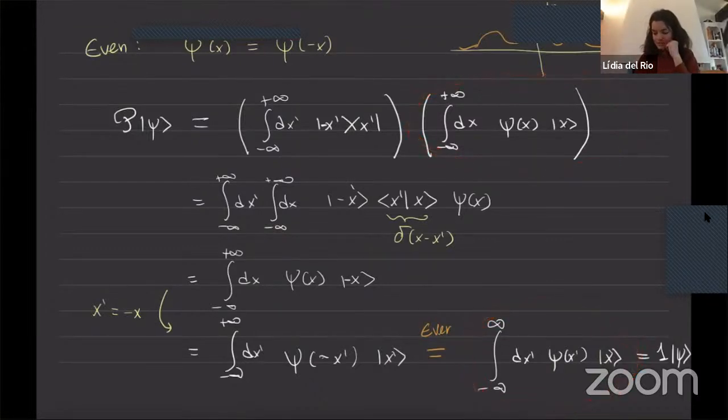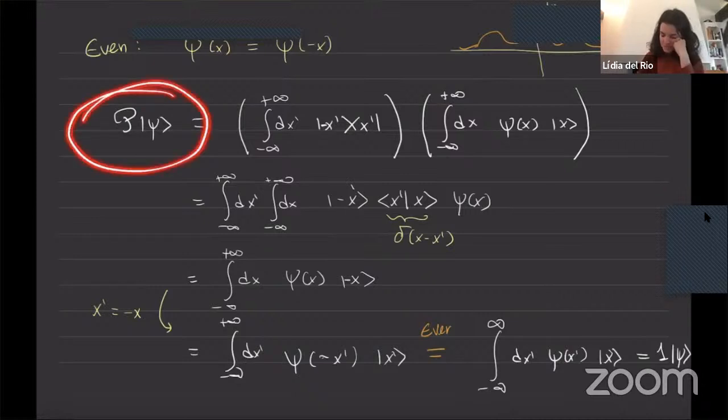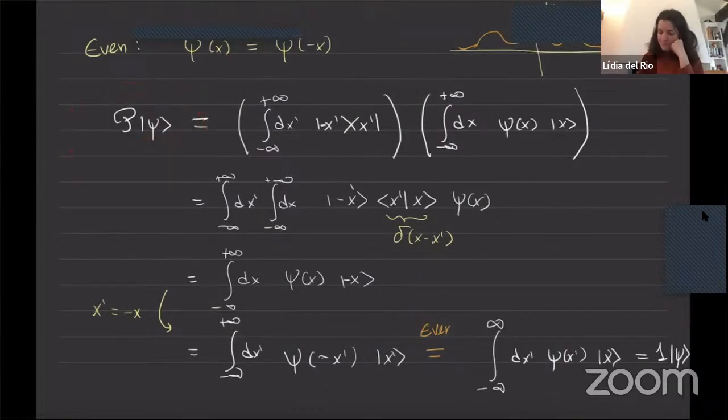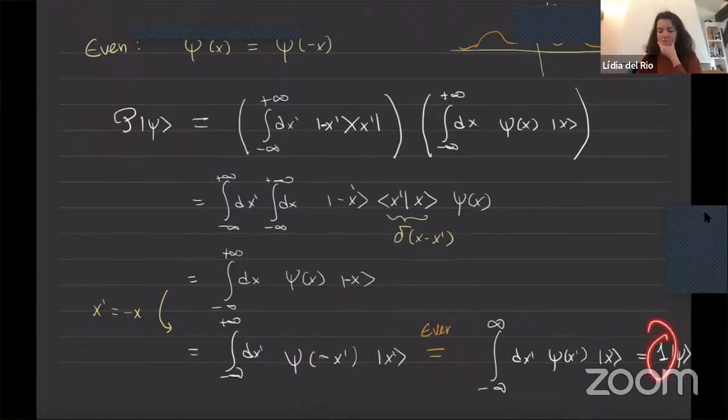So we have the original state, and we can put a 1 here. We proved what we wanted. So we proved that the parity operator acting on an even state gives us back the same even, symmetric state with the eigenvalue 1.